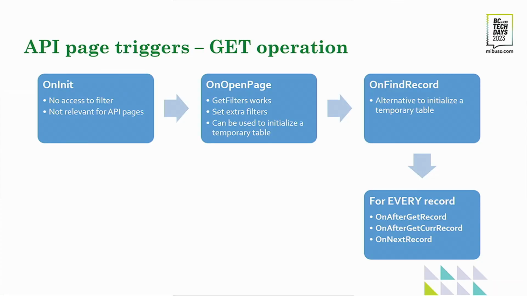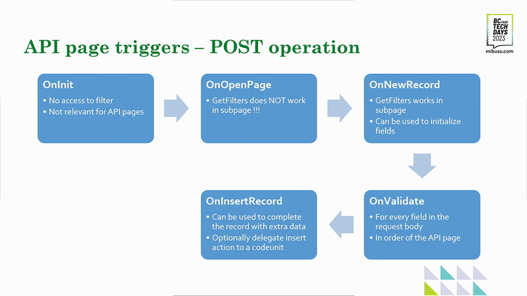Okay, so this is a get, and that is probably not so surprising. But then we also have the post operation, and the post operation is a little bit different. After the onOpen page, you first get the onNewRecord, which you can use to initialize a record, or initialize some fields. Then you get a validate for every field in the request body. So not for every field in the API page, but only those fields that are defined in the request body. And the order in which they will be validated is the order in which the fields appear in the API page, not in the request. So you can use any order in the request, but the API page determines the order.